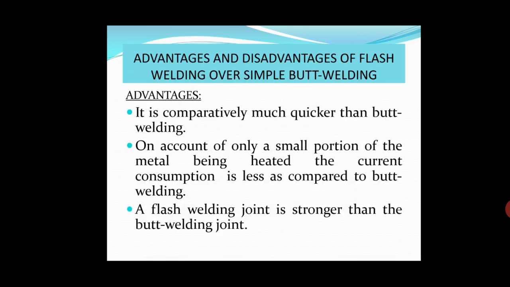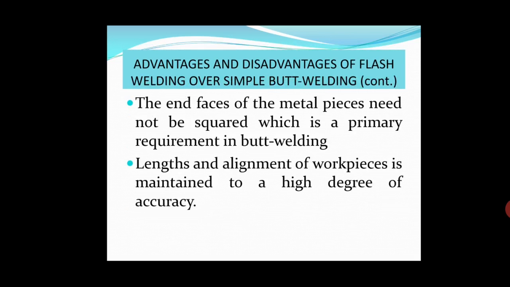So what are the advantages? It is comparatively much quicker than butt welding on account of only a small portion of the metal being heated. The current consumption is less as compared to butt welding, and the flash welding joint is stronger than the butt welding joint. The end faces of the metal pieces need not be squared because it will be splashed. It will be squeezed out in the form of a spark. So you need no end preparation.